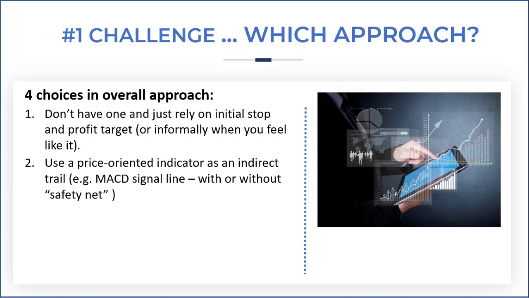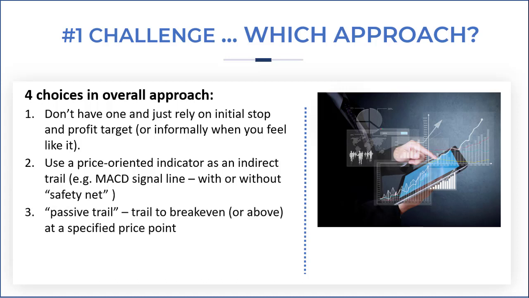Secondly, we use a price-orientated indicator as an indirect trail. So, for example, the MACD signal line crossing the histogram with or without a safety net, such as the 20 EMA. We've talked about this in another video, but that's another alternative to trailing a stop, even if it isn't actually placing a trail stop on the system, but simply checking in on whatever indicator it is you're using, perhaps at the end of every candle close.